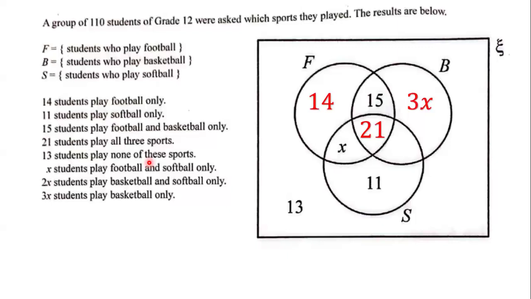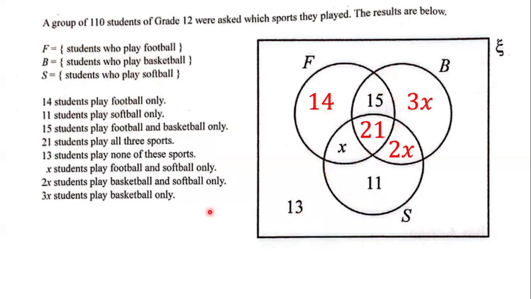Next, they said that 3X students play basketball only. And so we put 3X here because this represents basketball only. Next, they said that 2X students play basketball and softball only. And so this part right here represents basketball, B, and softball only. So that's where we put 2X. And notice that they said that 13 students play none of these sports. That's why we have 13 here on the outside of these three circles.